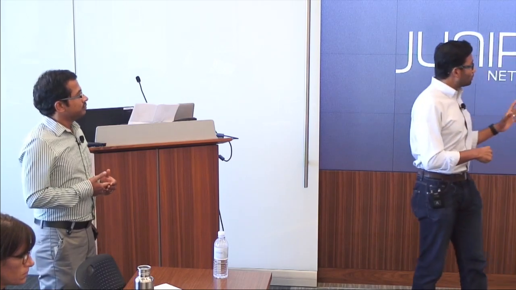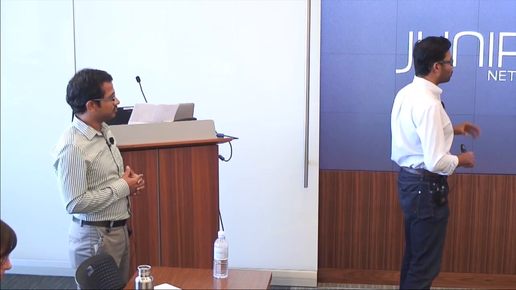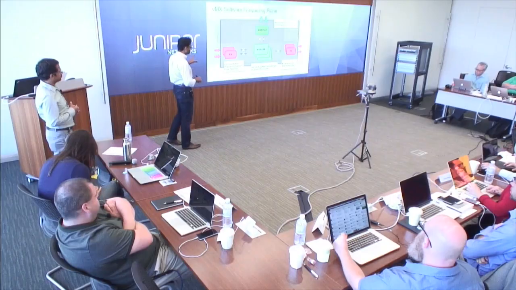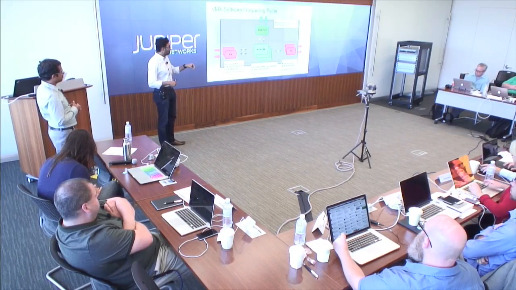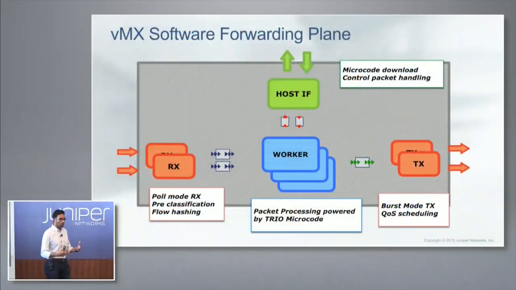All right, so let me talk about the software forwarding plane and how packets are processed on the virtual MX. There are three components: a receive thread, a transmit thread, and what we call a worker. The worker does all your packet processing. It does the lookup. For instance, we send the first 128 bytes of a packet to the worker to do the lookups, any policing, or any routing functionality that you would do in an ASIC.